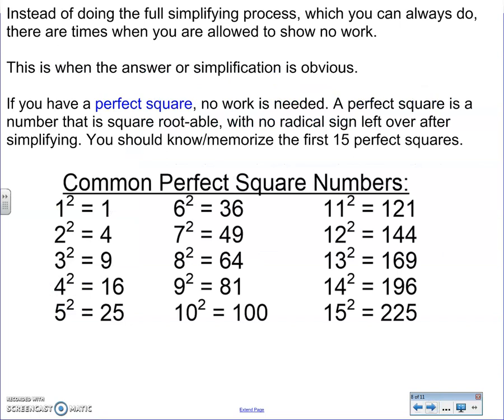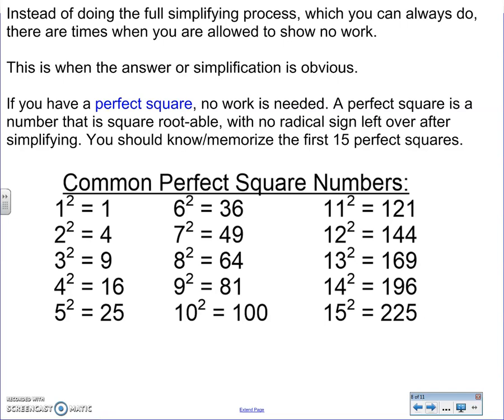Now, instead of doing the full simplifying process, which again you can always do, there are times when you're allowed to show no work. This is when the answer or simplification is obvious. If you have a perfect square, no work is needed. A perfect square is a number that is square rootable with no radical sign left over after simplifying. You should know or memorize the first 15 perfect squares.